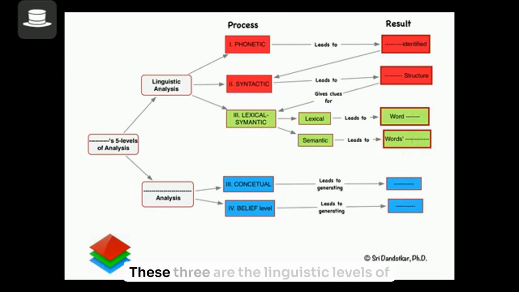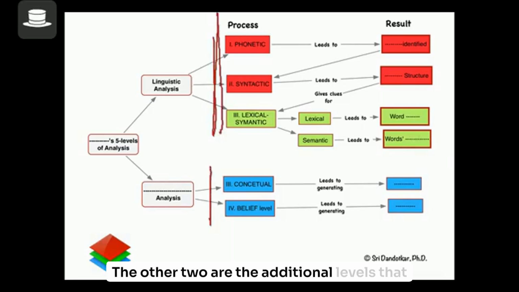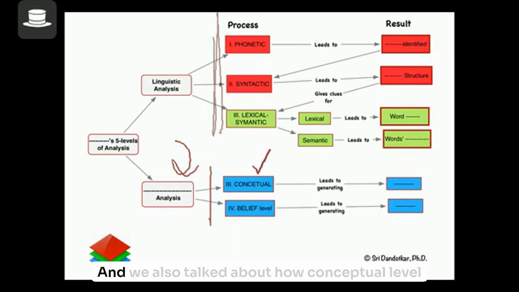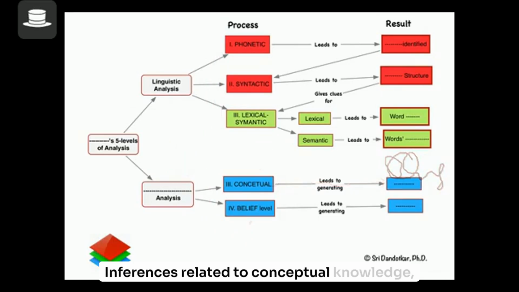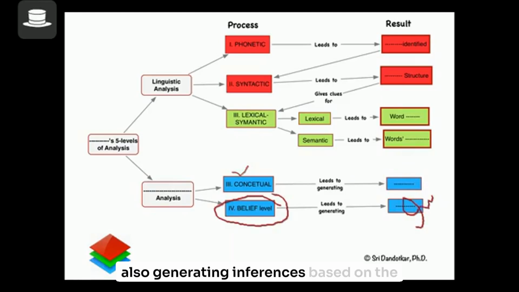These three are the linguistic levels of analyzing language. The other two are the additional levels that psycholinguists study. So these are the psycholinguistic levels, which include the conceptual and belief levels. We also talk about how conceptual level processing leads to generating inferences related to conceptual knowledge. So these inferences are from the conceptual knowledge. The belief level also leads to generating inferences based on the context in which you're reading a text, including the beliefs you have about the writer.